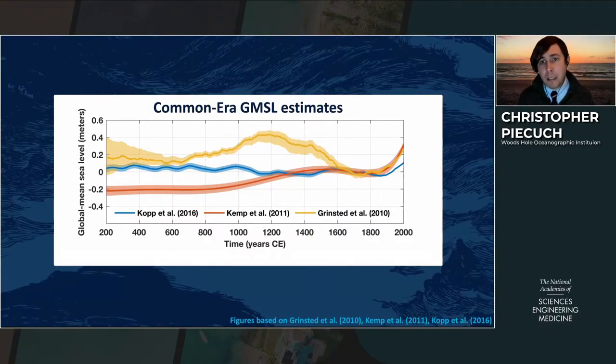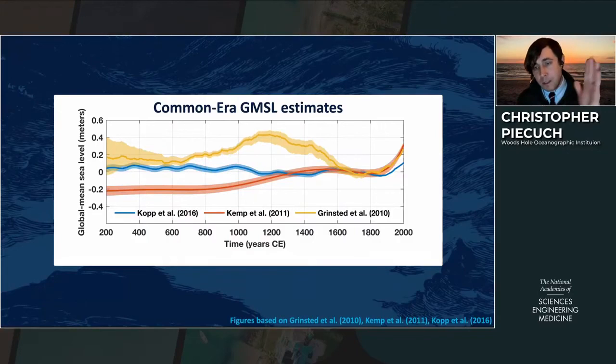So here are a few of the only available estimates of Common Era global mean sea level change. The earlier estimate by Jevrejeva and others, shown in yellow, is actually a temperature-based estimate. The orange curve from Andy Kemp from 2011 is based on salt marsh sediment from North Carolina. Essentially, in that study, the authors removed an estimate of GIA from a model and assumed that what was left over was global mean sea level. Arguably, the most comprehensive and authoritative estimate we have of Common Era global mean sea level is the blue curve from Bob Kopp and colleagues. What this represents is a probabilistic simulation of a global database of high-resolution Common Era proxies. And what's really interesting about the Kopp et al.